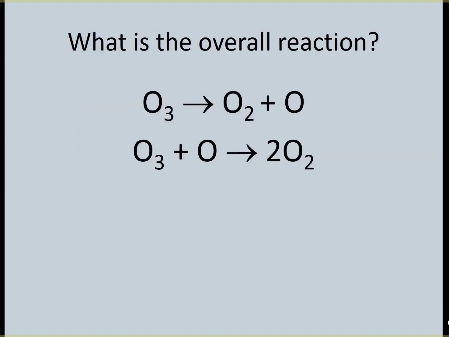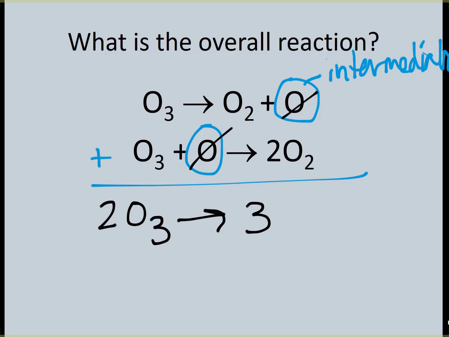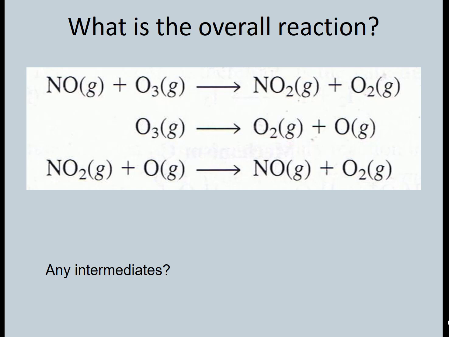So let's take what we've learned and let's write an overall reaction for this. So I can go and add them up, and I want to eliminate what's on each side, and I see that there is just an O on each side. So this would be my intermediate. And this doesn't look like there's a catalyst. There's nothing that enters into the reaction and then is spat out with the last step. So I can go ahead and just eliminate my intermediates, and I can add this up. So I have 2O3 goes to 3O2. That's my overall reaction.